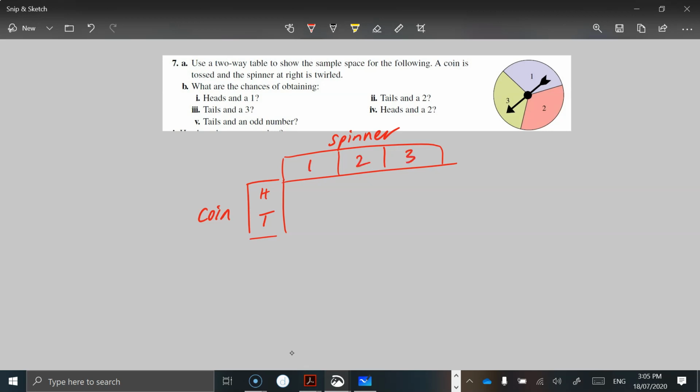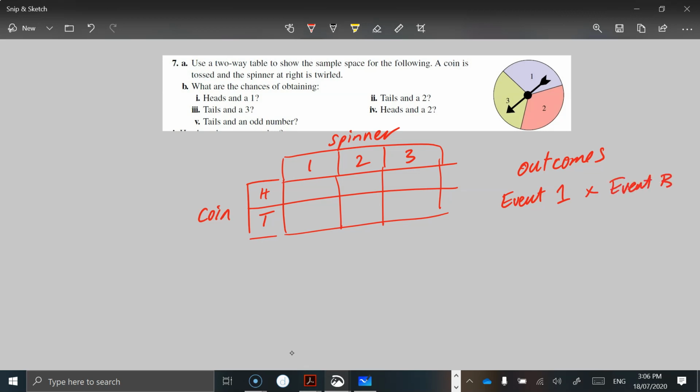Now it doesn't really matter. I know it's color coded, so you could have purple, red, and then green. In this case, I'm just going to use numbers. And if we create the grid together, the number of outcomes, in short, is going to be the number of outcomes in event A multiplied by the number of outcomes in event B.